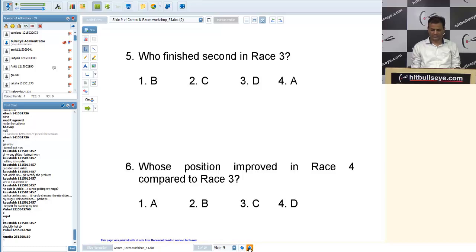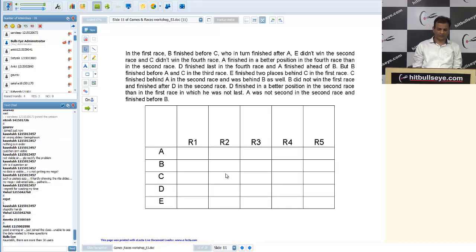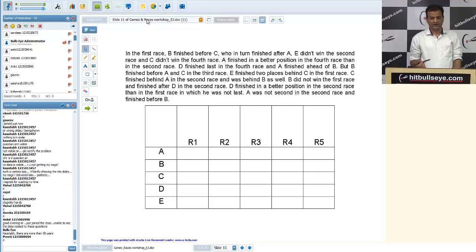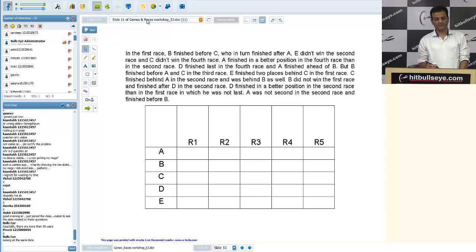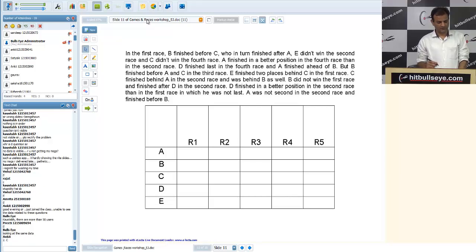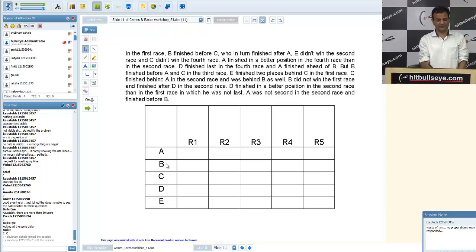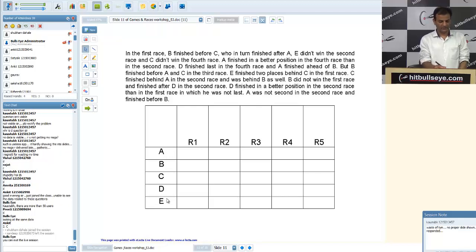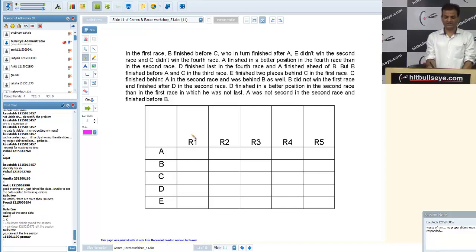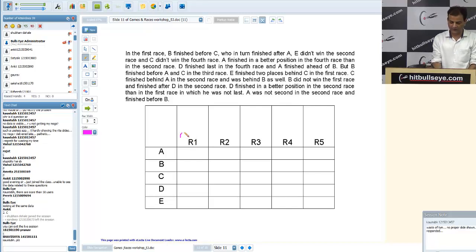Okay, I will make the table. Now students, just see, I will make the table. I have written the main data over here. In the first race, B finished before C. I have plotted race 1, race 2, race 3, race 4, race 5, and here are 5 participants A, B, C, D, E. Now in the first race, I will write against it: B finished before C, so B is greater than C.